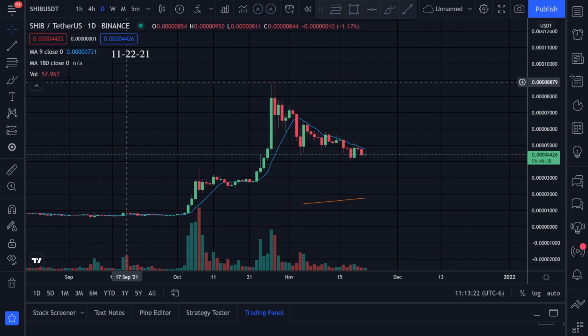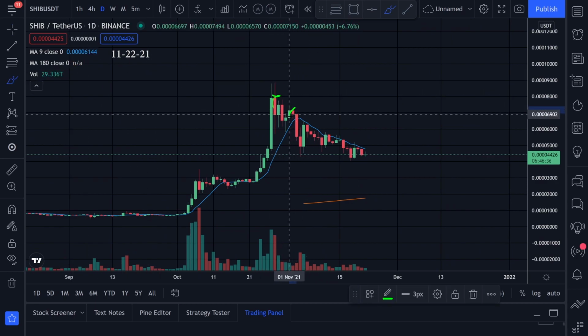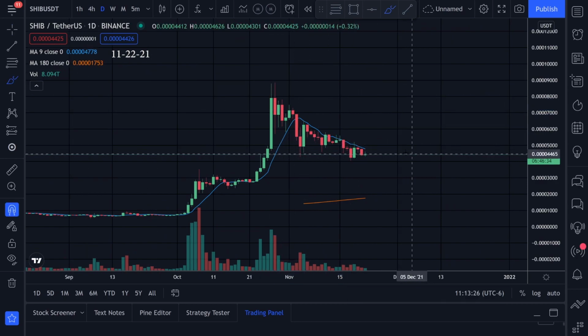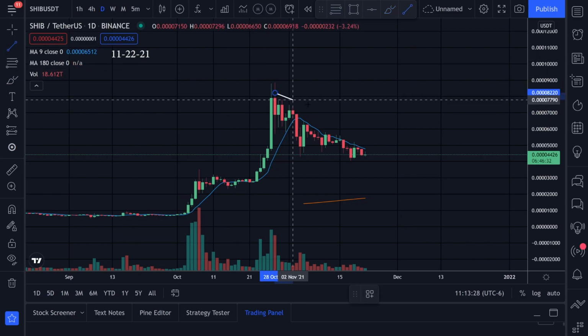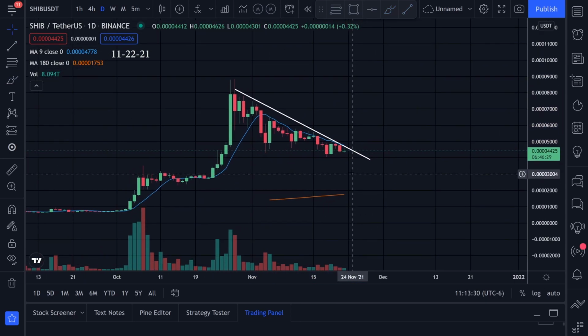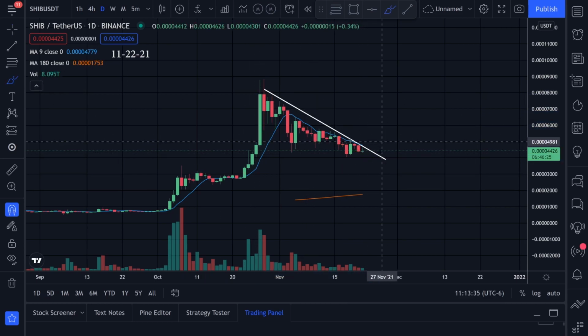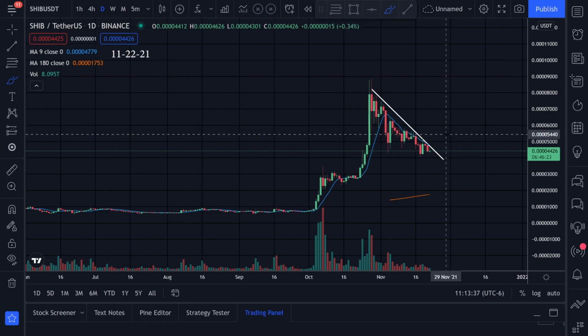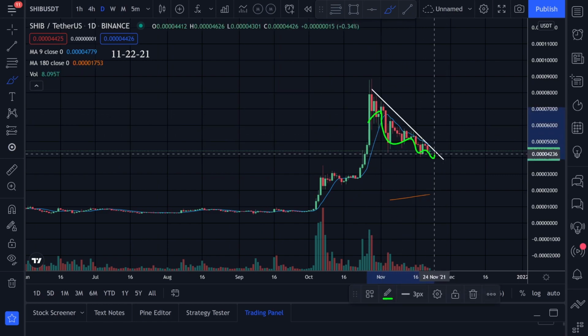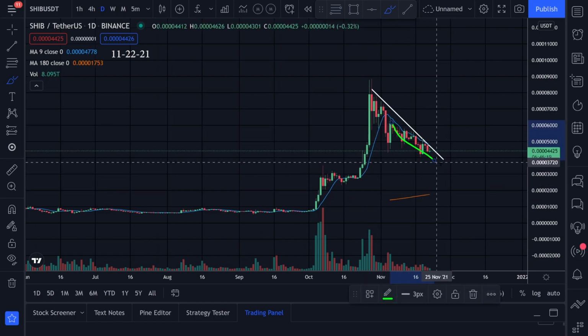We're on the daily time frame, and as you can see, we're getting resistance, resistance, resistance. So let's do a trend line going to the downside. We have this trend line like this. I think once we break this trend line going to the upside, we might be seeing a move for Shiba, but until then, it's in a downtrend, and I would expect it to push us down.